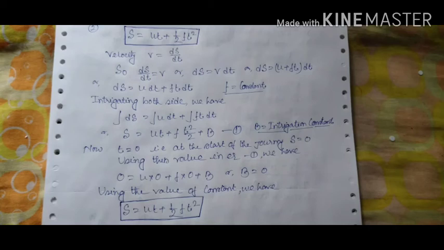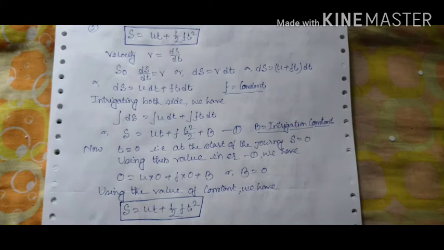Equation number 2: s is equal to ut plus half of ft square. Velocity v is equal to ds/dt, so ds/dt is equal to v. Using cross multiplication, we can find ds is equal to v dt, or ds is equal to (u plus ft) into dt. That is, ds is equal to u dt plus ft dt, where f is equal to constant.